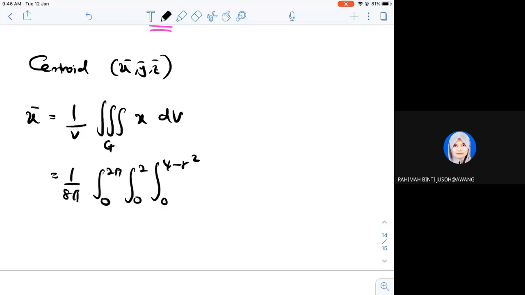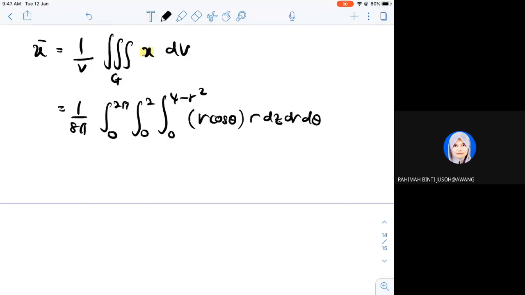Okay, and then x. Kena letak apa x ni? Kena gantikan dalam polar kan? Because we use cylindrical coordinate. So x in polar is what? R cos theta. Yes, very good. So r cos theta multiply with r dz dr d theta. Macam tu. Okay, guys, if you calculate this, you will get equals to 0.